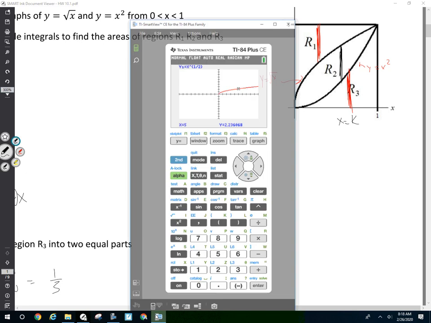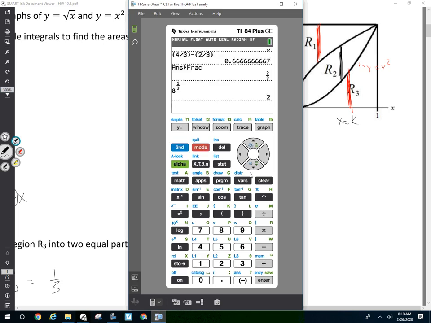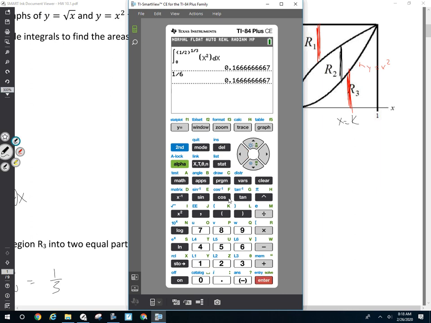And what's great, and what we're going to want to do just while we're doing this the first time around, is kind of check our answers and use our calculator. So I think from 0 to the cubed root of 1/2 of x squared, I think that's going to be 1/6. That's 1/6. And that is half of the area from 0 to 1 under x squared, which is 1/3.